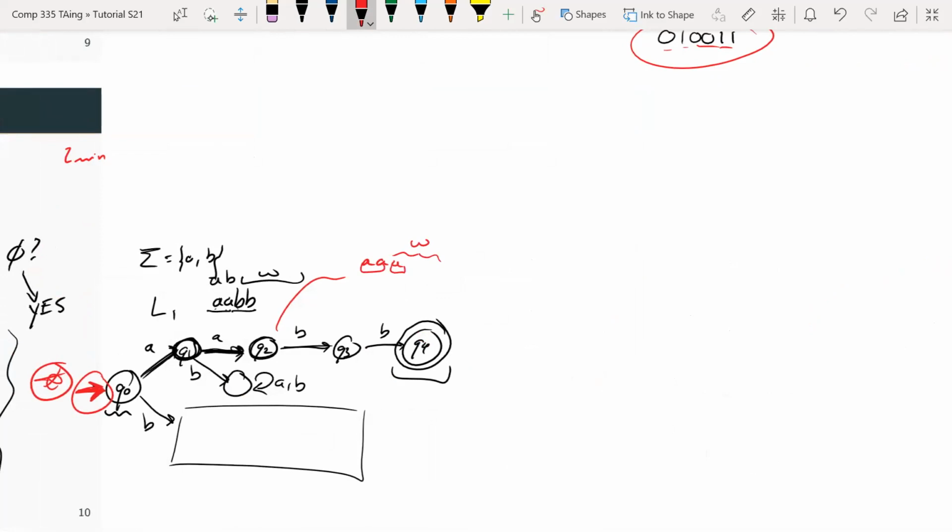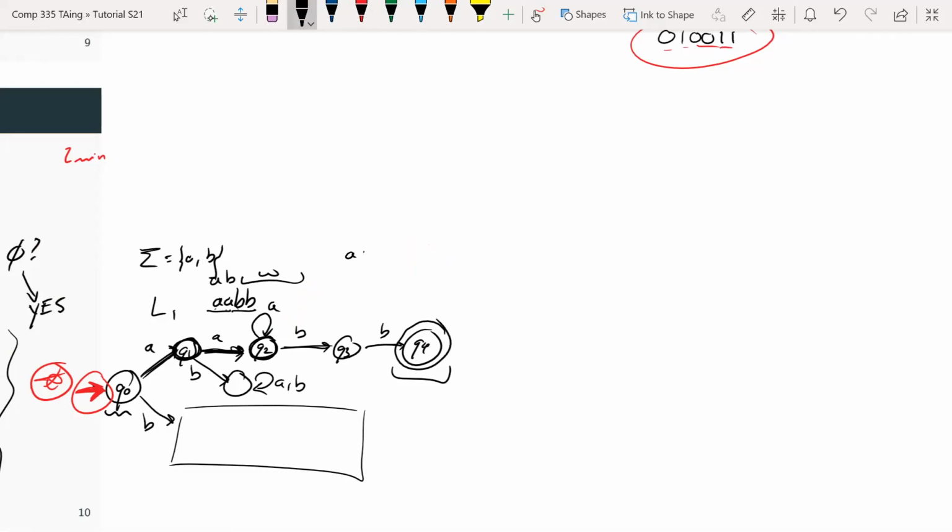So basically, I'm going to read anything until I see two B's, and then I'm going to say, oh, maybe I'm done. Maybe I'm at my final state. So that's what I'm going to do. If I'm in Q2, remember that means that I've at least read two A's, then I'm just going to keep reading my A's, okay? So what does that mean?